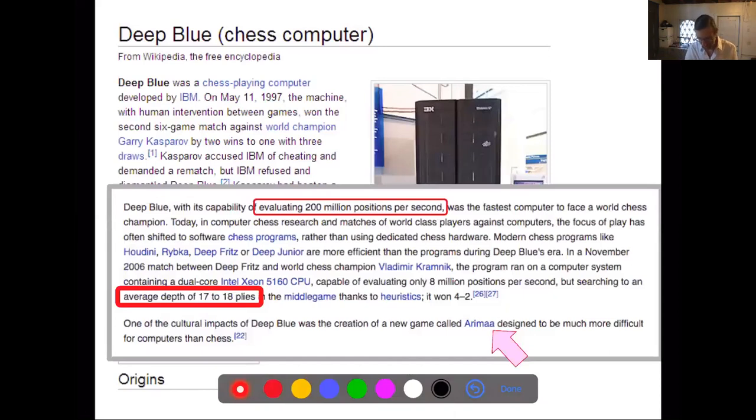Deep Blue evaluated over 200 million positions per second. So it was looking at lots and lots of possibilities for the number of moves ahead it looked. It looked ahead 17 to 18 moves. You see this word ply here, P-L-I-E-S. That's going to come up all day today. Plies are just the number of moves you're looking ahead. So it says it was looking at a depth of 17 to 18 plies. It was looking 17 to 18 moves ahead.